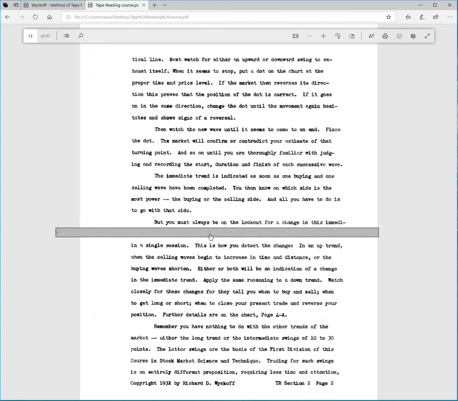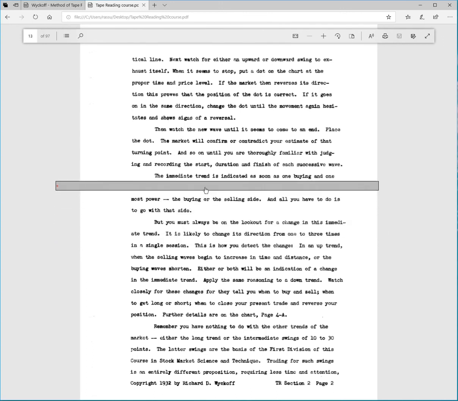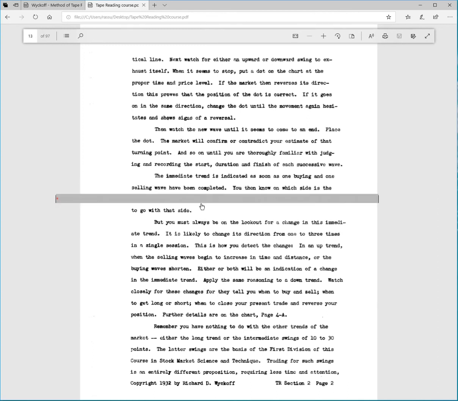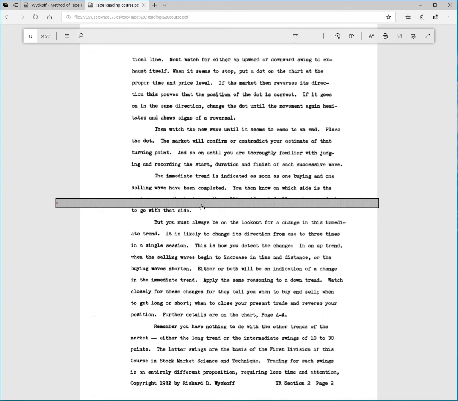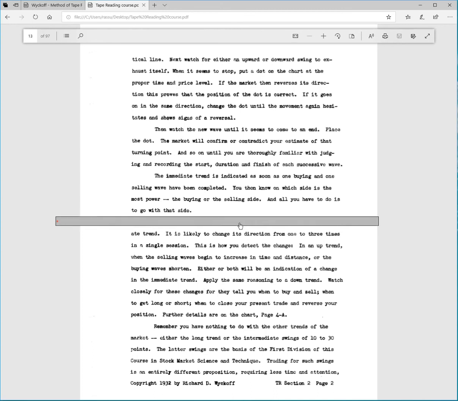But you must always be on the lookout for a change in this immediate trend. Why? Okay, before that, let's go up here. The immediate trend is indicated as soon as one buying wave and one selling wave have been completed. You then know on which side is the most power, the buying or the selling. And all you have to do is go with that side.